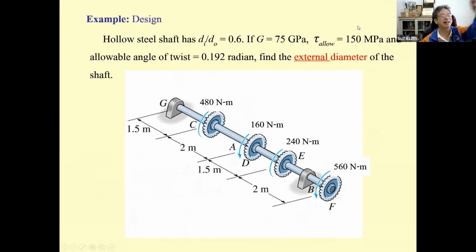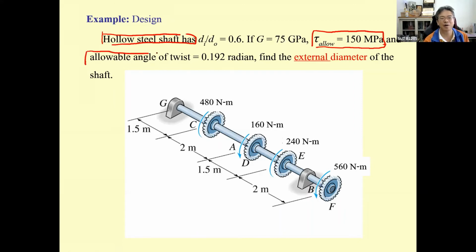Next, in the design, again, we have the same problem as the analysis 1.8. We come to the same thing, okay, the diameter. But in this design, the tau allowable, this is going to be based on the stiffness, is 150 megapascal. The allowable angle of twist is 0.192 radian.